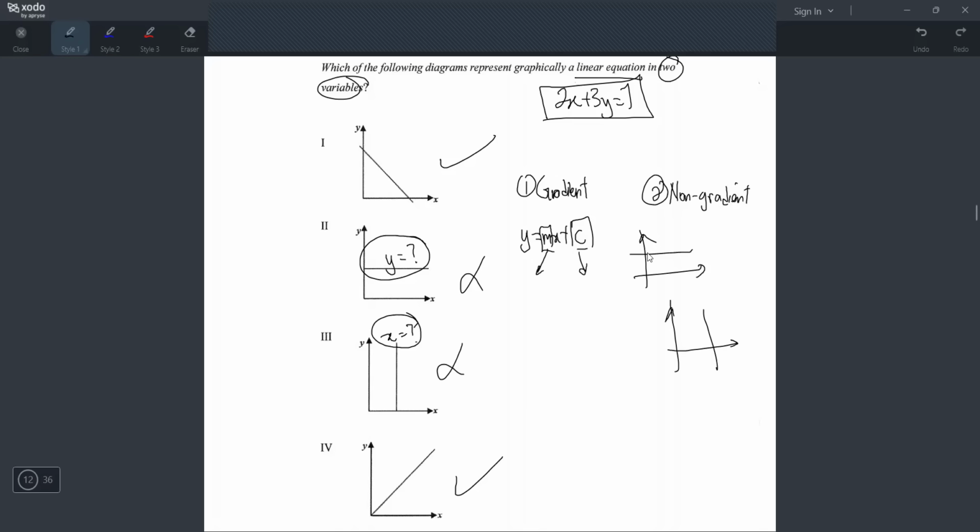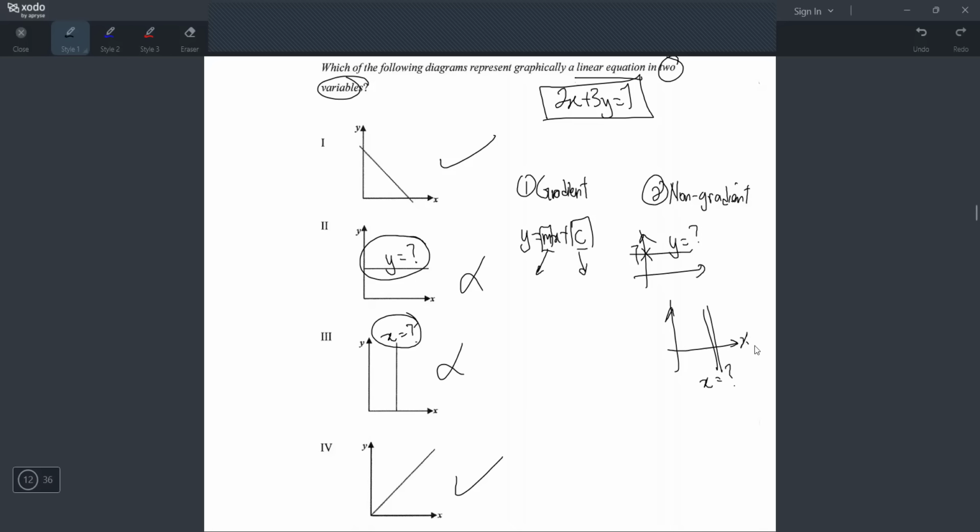And if it looks like this, it means it's completely horizontal and you can't find the gradient. For lines like this, you can't find the gradient because the gradient will be zero and infinity. That's why we call it non-gradient line. For this type of line, the equation will just be y equals number. And for this type of line, it will just be x equals number, right? The number depends on where they cut the y-axis. Let's say this line cuts the y-axis at 7, then the equation is y equals 7. If it cuts at 6, then it's y equals 6.